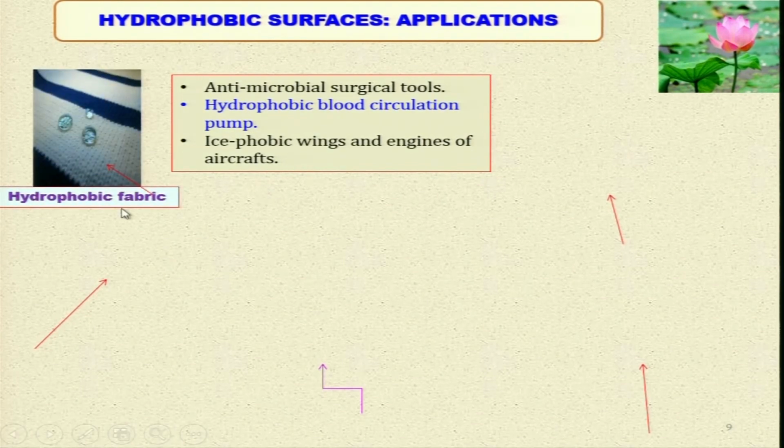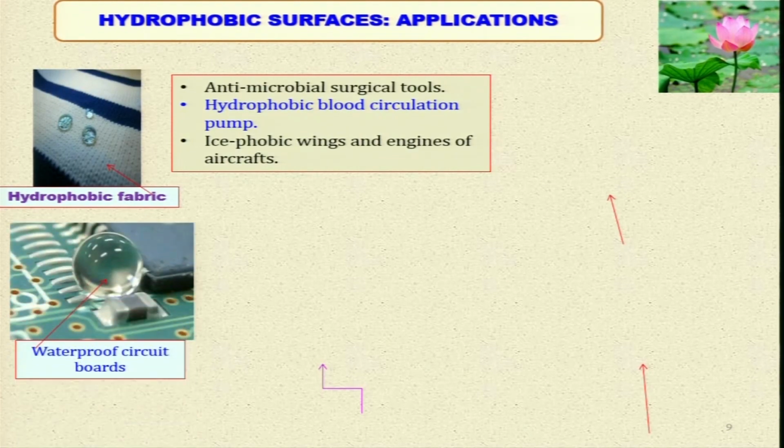Now, you can see here hydrophobic fabric. This is the fabric, and these are the water drops. They do not get adhered on this fabric because they are hydrophobic surfaces. They remain suspended or lying over there, and they can be removed from the hydrophobic surface or fabric very easily without wetting the fabric.